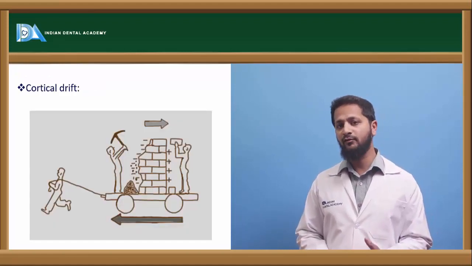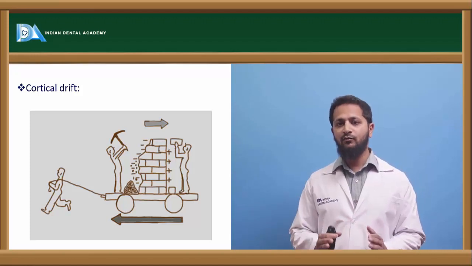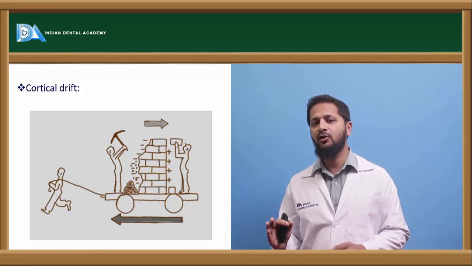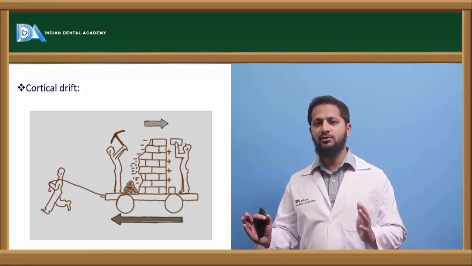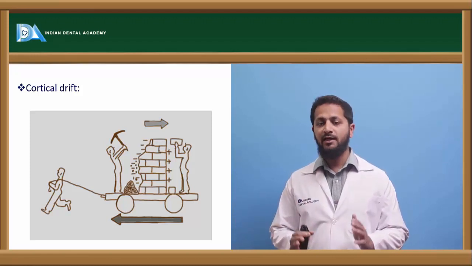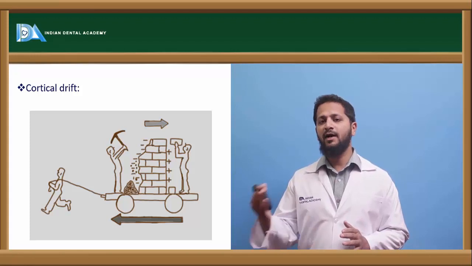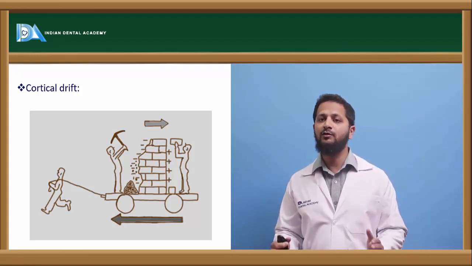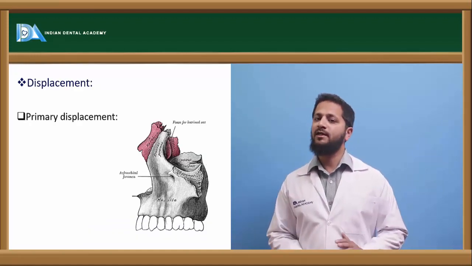Next is cortical drift. Drift is nothing but movement, drifting of the bone. Movement or the drifting of the bone towards the site of bone deposition is called cortical drift. When this deposition and resorption continues simultaneously, the thickness of the bone is maintained. But when deposition surpasses resorption, the thickness or the width of the bone increases. The third main mechanism is displacement.